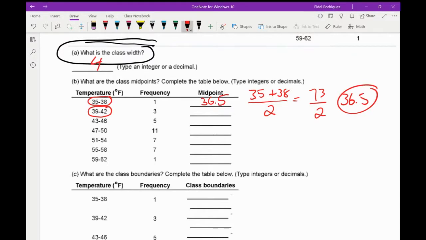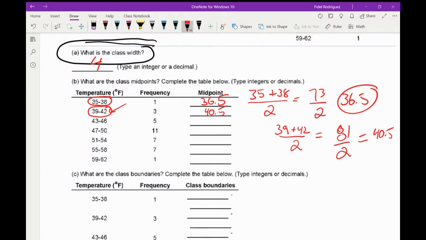is 36.5. Now, if I want to find the midpoint for this one, I can do the same thing. I can say, look, let's take 39 plus 42 and divide it by 2. So 39 plus 42 is 81, and I'm going to divide it by 2. So 81 divided by 2, this is giving me 40.5.